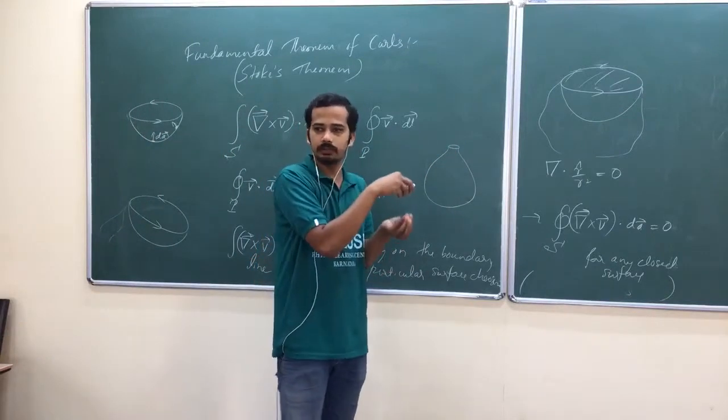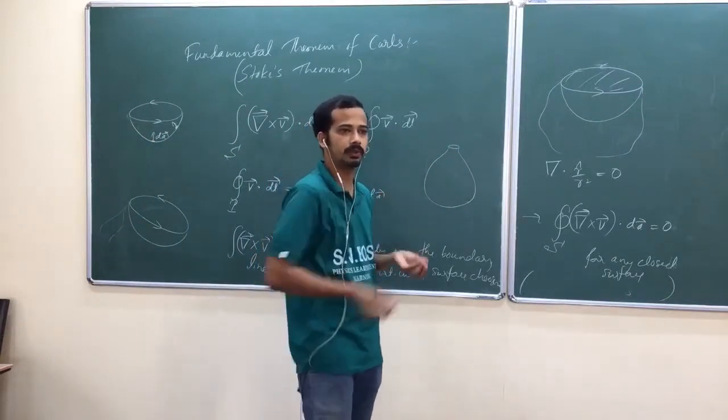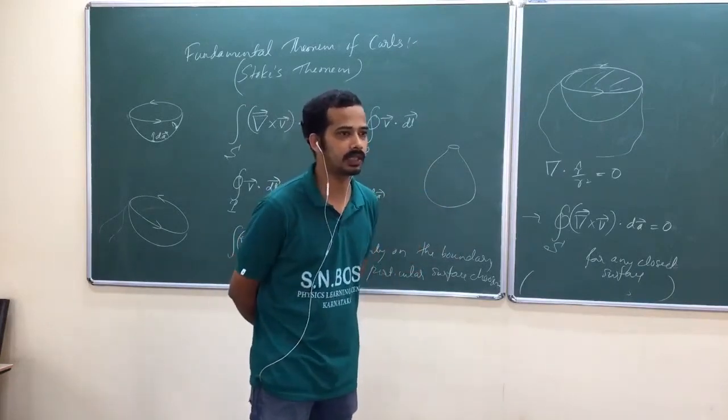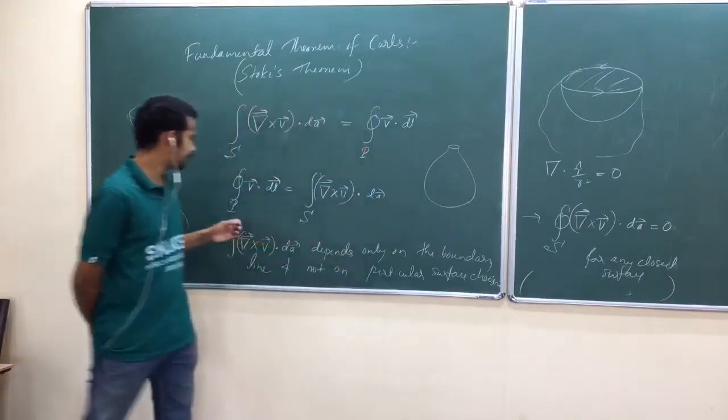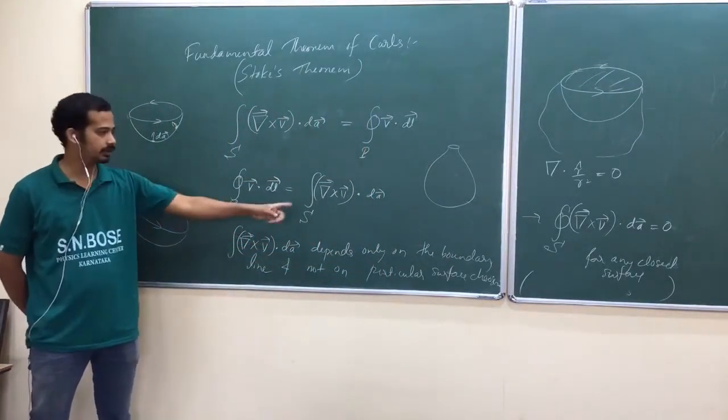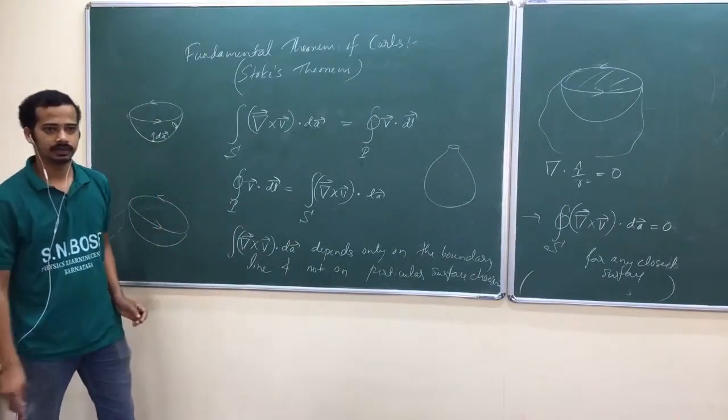Now I'm going to shrink that mouth to 0. Then what would happen? That becomes a closed surface. Then what is that path? That path also shrinks to 0. Am I right? You can take that angle. When this path shrinks to 0, when this boundary line shrinks to 0, this becomes a closed surface, isn't it?